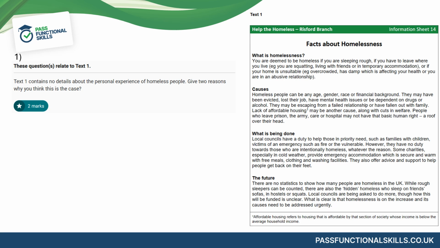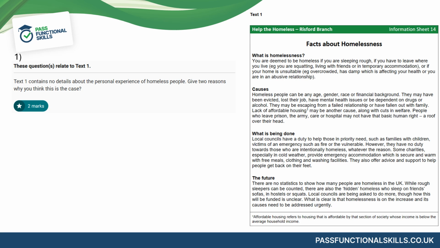Question 1. Text 1 contains no details about the personal experience of homeless people. Give 2 reasons why you think that this is the case. Okay, so this is a 2-mark question asking about detail and why do we have some texts that have more detail and some texts that have less detail.